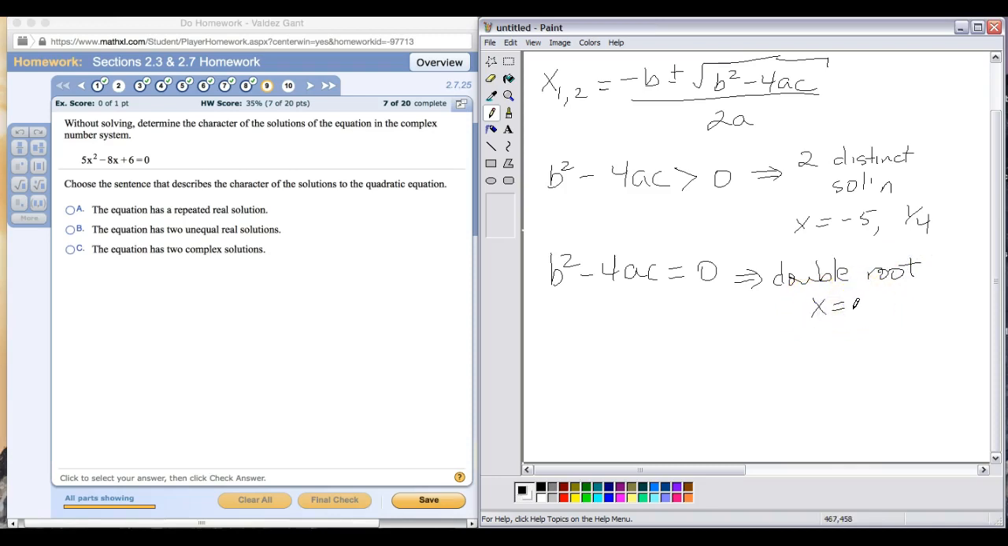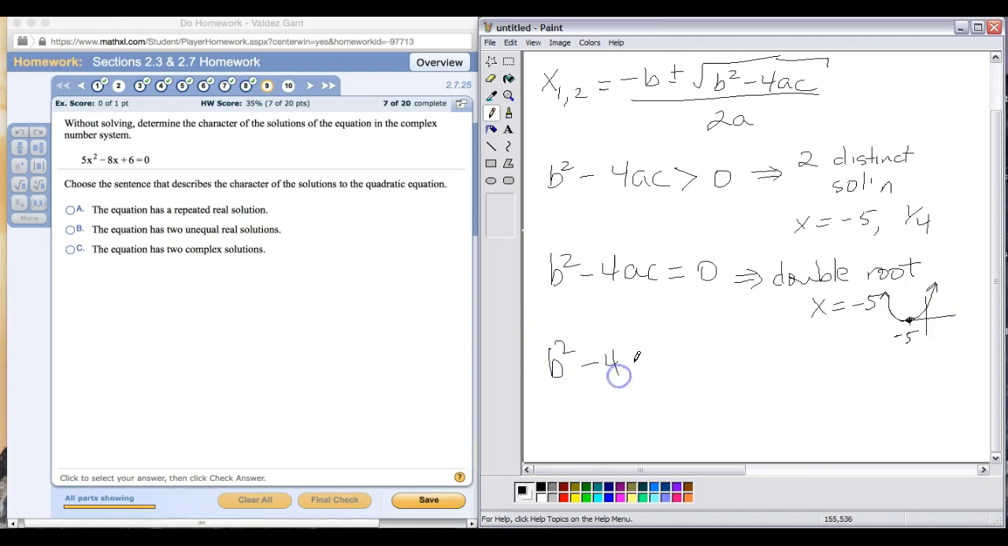So let's say we had x equals -5 as a solution. That means the graph of our function, if we were actually looking at it, would look something like this. With the parabola only touching the x-axis once, like that, we call that the double root.